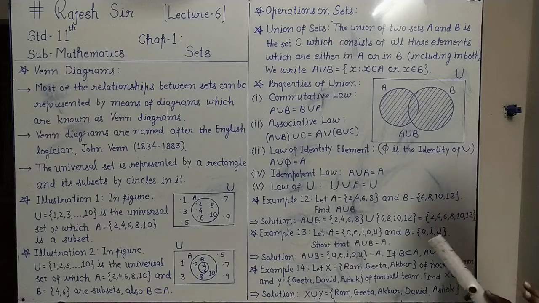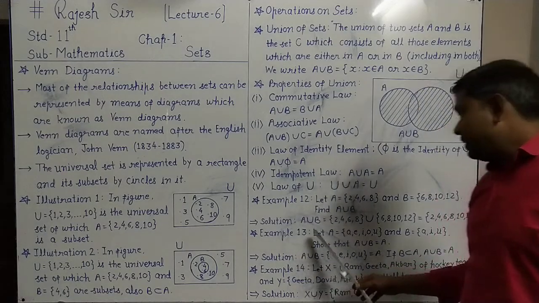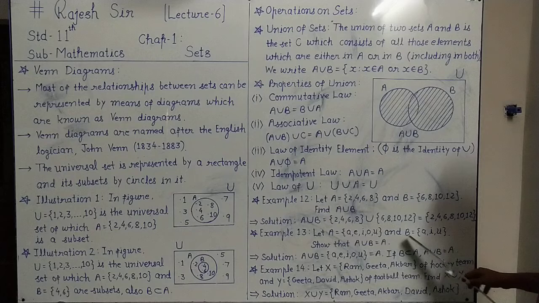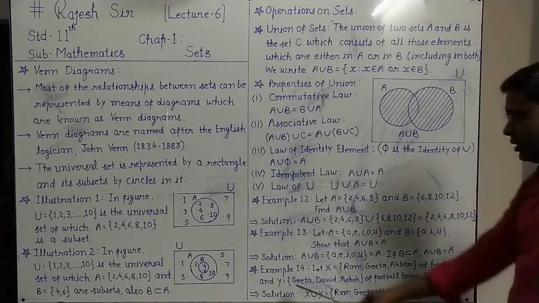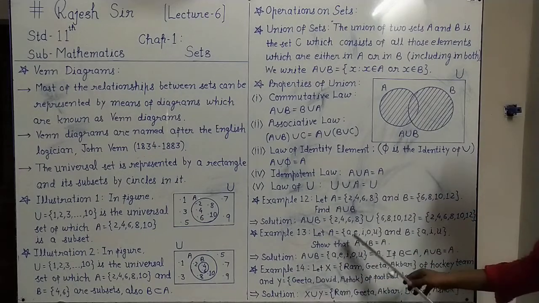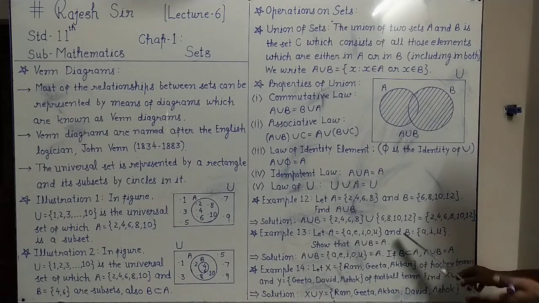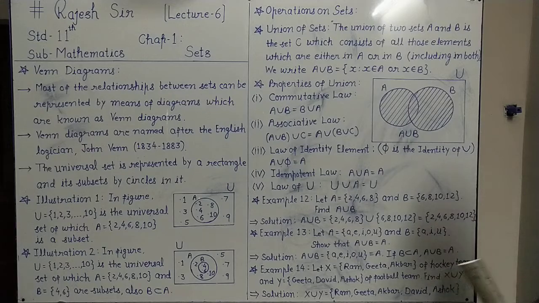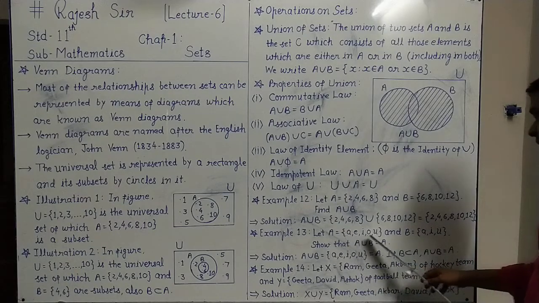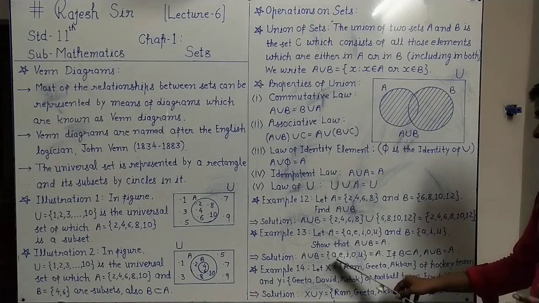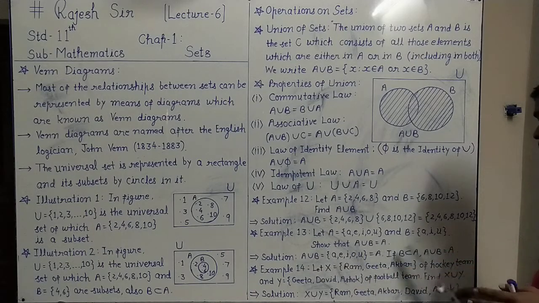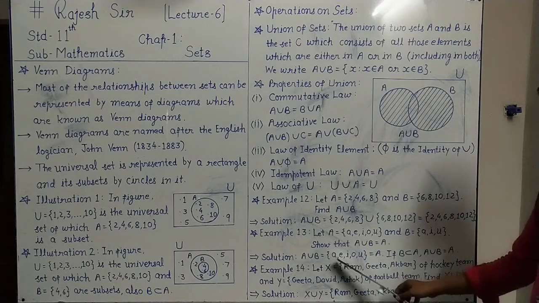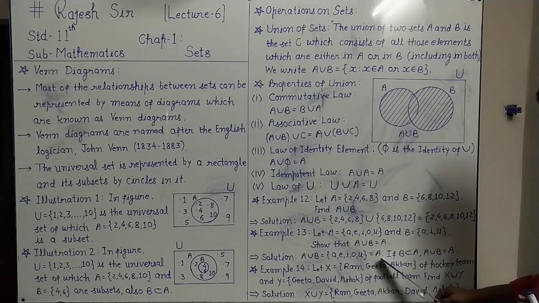Similarly, example 13: let A equals a, e, i, o, u and B equals a, i, u. Show that A union B equals A. So in the solution, A union B, that means we have to write all the elements of A as well as B. Right? So a, e, i, o, u, if you write, the set consists of all the elements of A as well as B, because a, i, u is also coming in this. But this is the same set as A. Why does A union B equal A? That is shown.